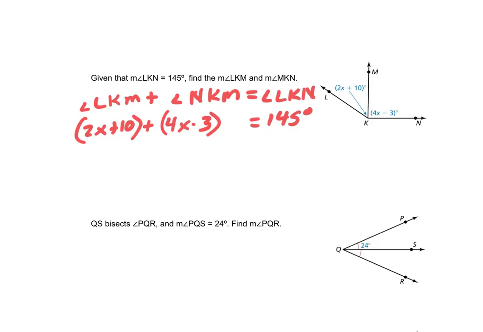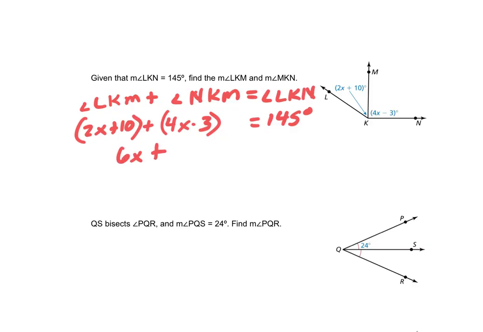So if we solve this equation out, what would be our first step? Combine like terms. Because they're on the same side of the equal sign, right? 2x and 4x would add up to be 6x. So we're going to combine like terms.